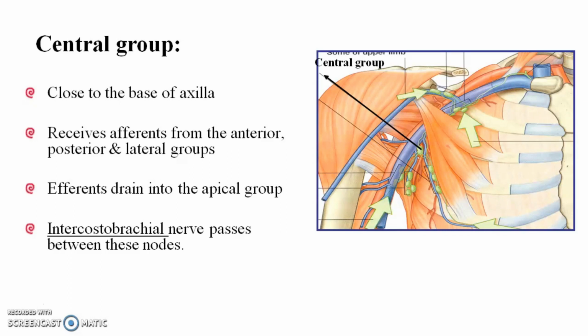These nodes are traversed by the intercostobrachial nerve. This is a nerve which passes between these nodes. About its importance we will learn later. Just remember, the central group gives one passage for a nerve called the intercostobrachial nerve, and if it is enlarged, it is going to cause acute pain in the inner arm. That's all about the central group, and you can make out in this picture this is the central group of axillary lymph nodes, which is present in the base of the axilla.